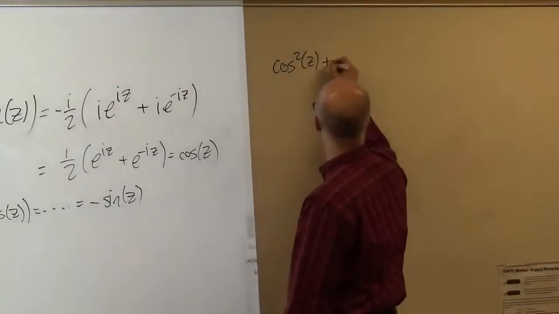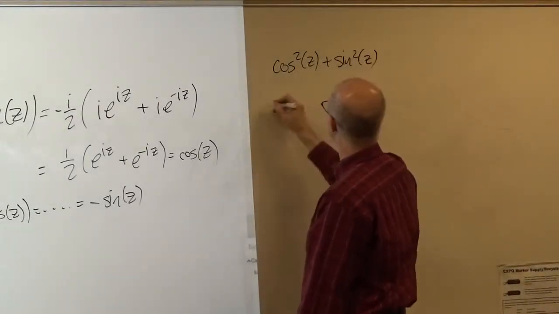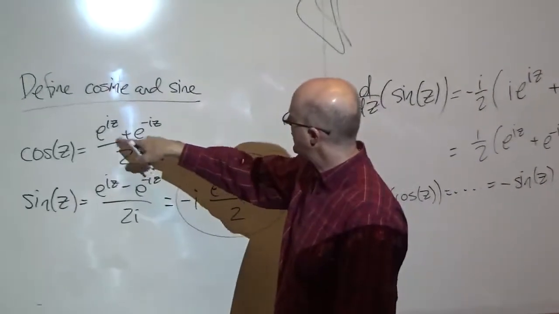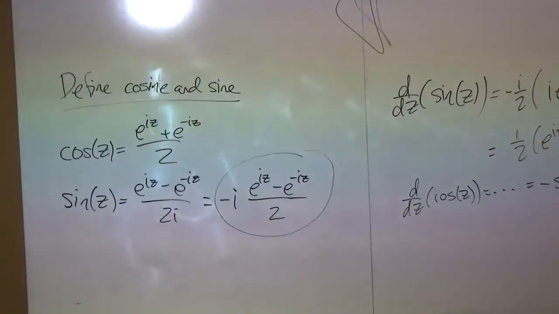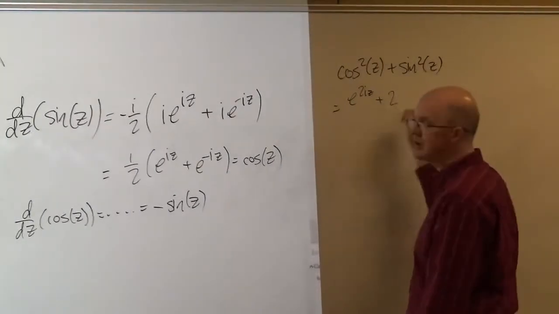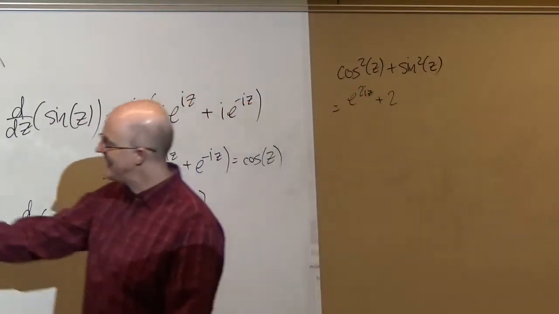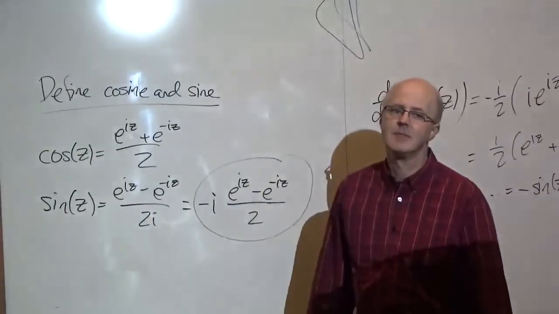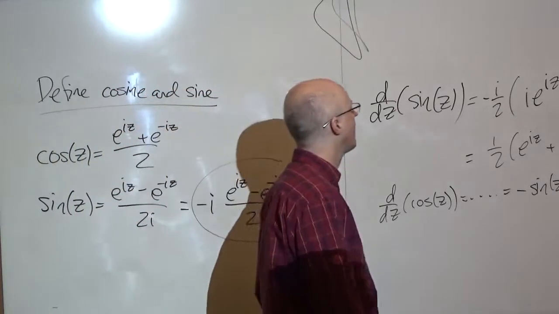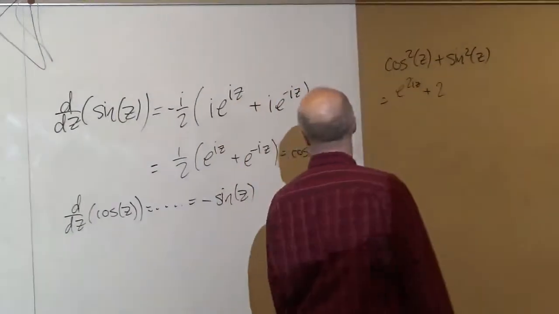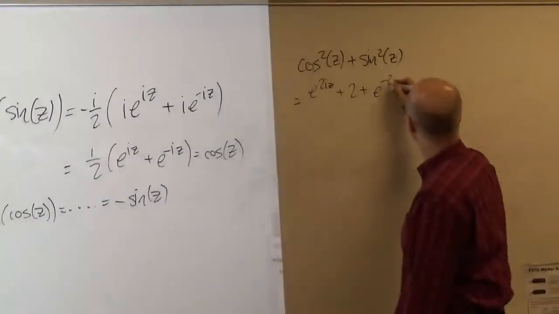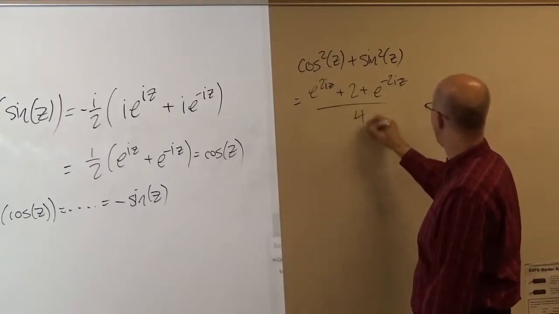Cos squared z plus sine squared z. The bottom is going to square to 4. The top, if I FOIL it out, when I square out the top, I'm going to get e to the 2iz plus 2, right? e to the iz times e to the negative iz, assuming properties of exponents hold, which they do, is e to the 0, which is 1. 1 plus 1 is 2. And then you've got e to the negative iz times itself, that's e to the negative 2iz, all over 4.